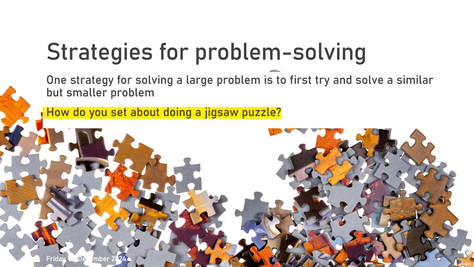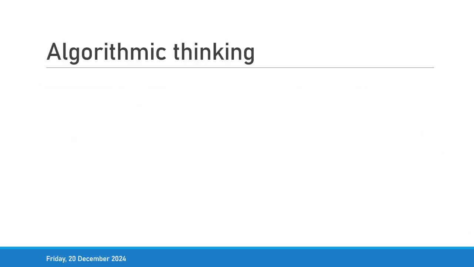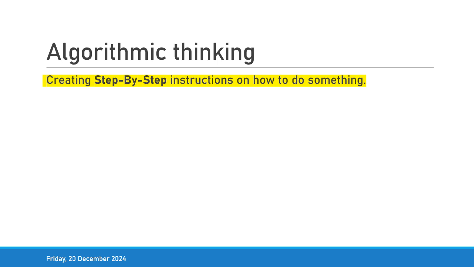The fact is that doing a jigsaw puzzle is algorithmic. Even though it seems like it's a bit randomized, really the steps that you go through to try and solve it is just a list of instructions. Algorithmic thinking is creating step by step instructions on how to do something.